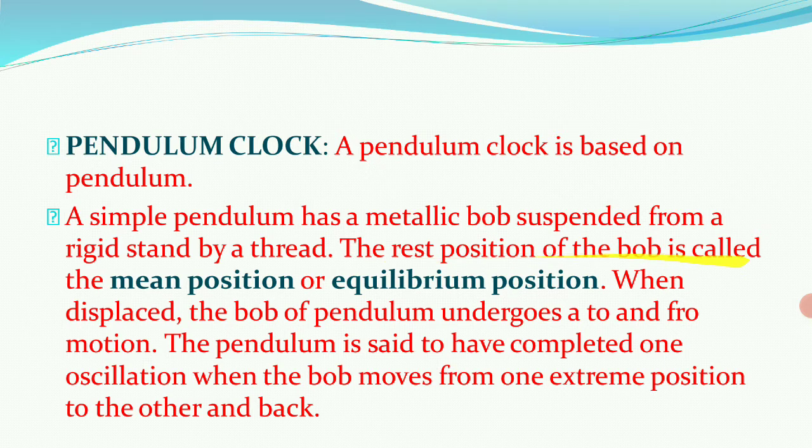The rest position of the bob is called as the mean position or equilibrium position. When displaced, the bob of the pendulum undergoes to and fro motion. Then the pendulum is said to have completed one oscillation when the bob moves from one extreme position to the other and back.